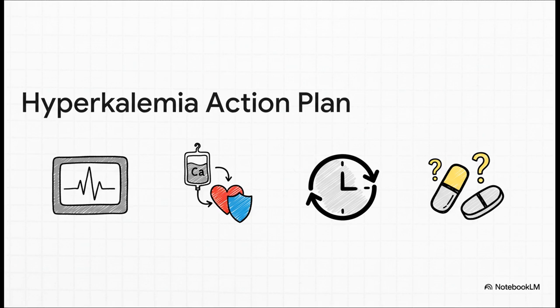And here's the crucial first step. Your number one priority is not to lower the potassium, it's to protect the heart. That means giving IV calcium right away. Then, you get that patient on a continuous ECG monitor and start playing detective to find the cause. Look for common culprits like ACE inhibitors or NSAIDs.